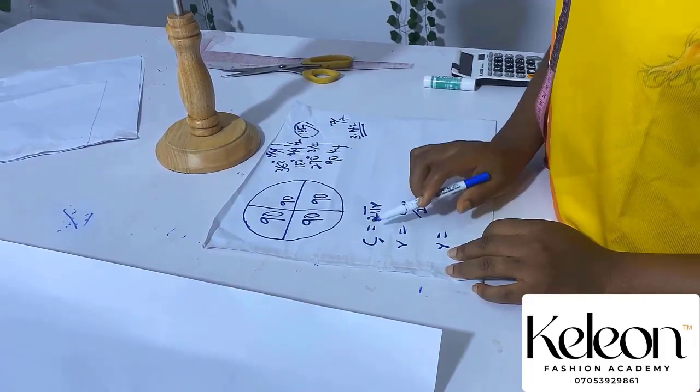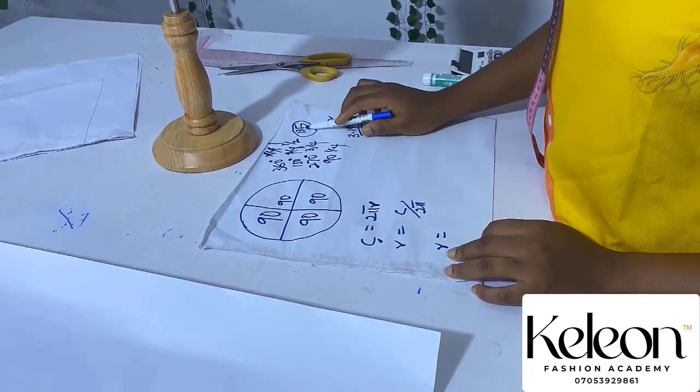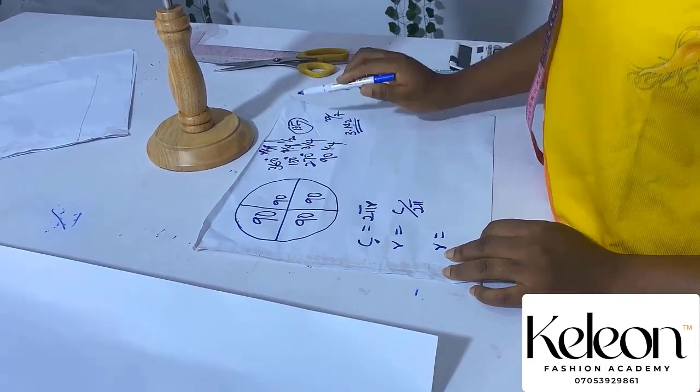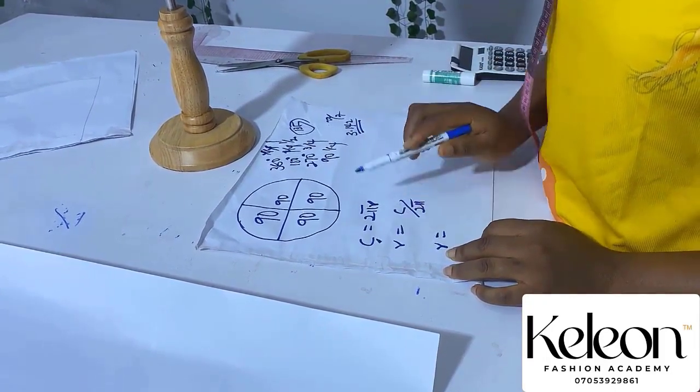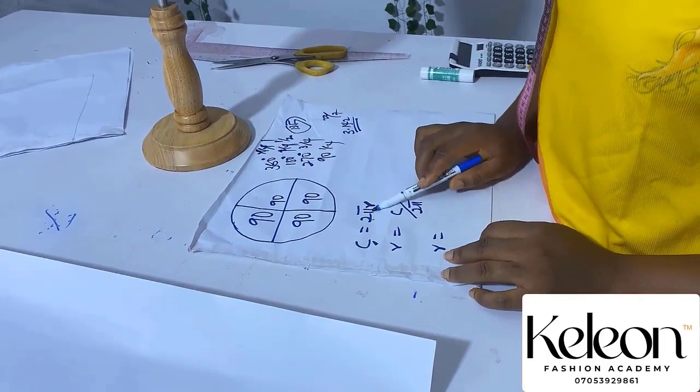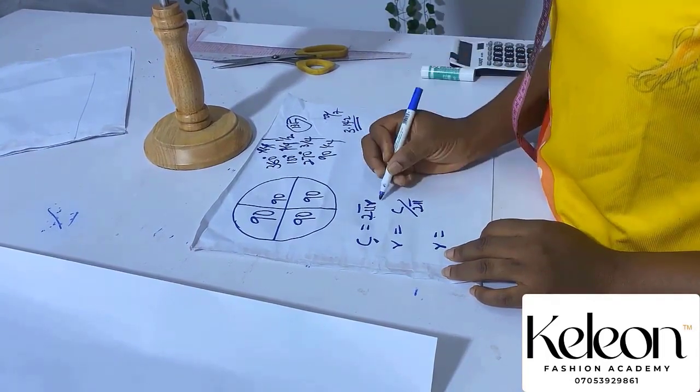So for us, we know this now, which is 13.5. We have measured around our waist, which is 13.5. We know this value. We know this 2. And we know that pi is 3.142. So the unknown is what?